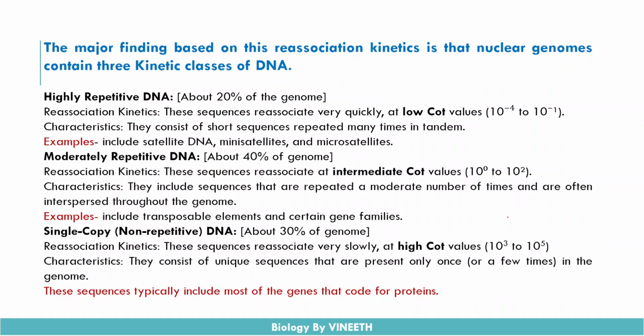That means the renaturation occurs at a normal, intermediate rate. These sequences are interspersed throughout the genome. That means these moderately repeated DNA sequences are present on the entire chromosomes. They are interspersed, dispersed throughout the chromosomes.